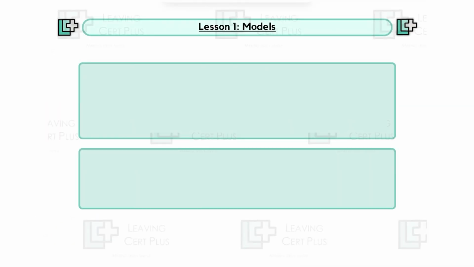Hello and welcome to your lesson on thinking scientifically: models. What we're going to be looking at in this lesson is models and what they're used to do. So we're going to be looking at the fact that models are used to explain complex systems or phenomena, and the fact that they're not the real thing, but they make the hard easy to understand.